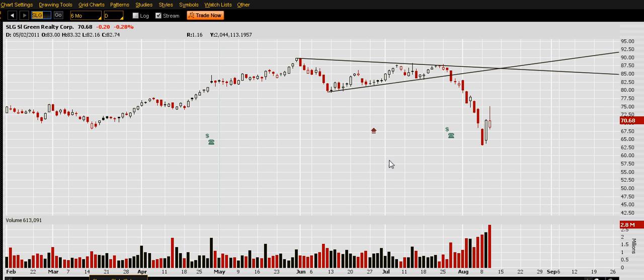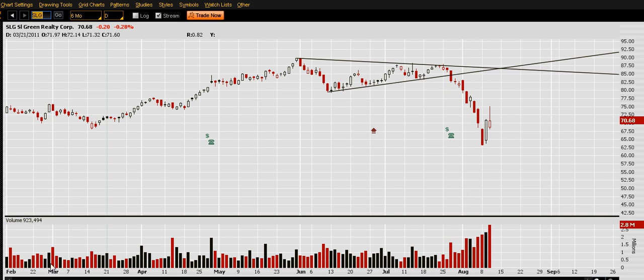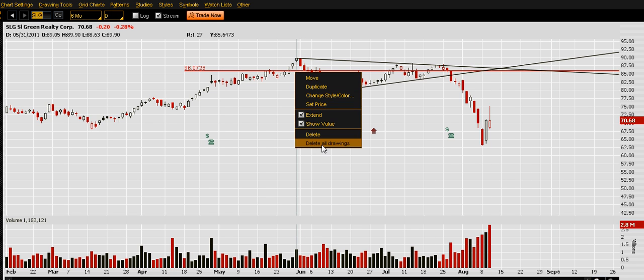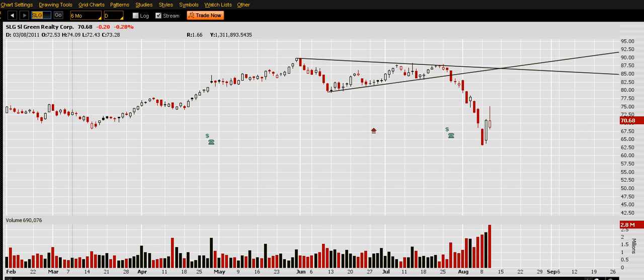And of course the breakout would have been right here on July 27th. With symmetrical triangles, you never want to ever enter a position before it breaks out. Why? Because these patterns, you cannot really guess whether they're going to go up or down with complete certainty.